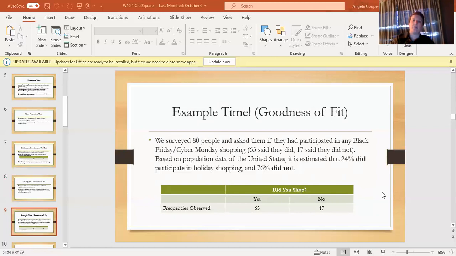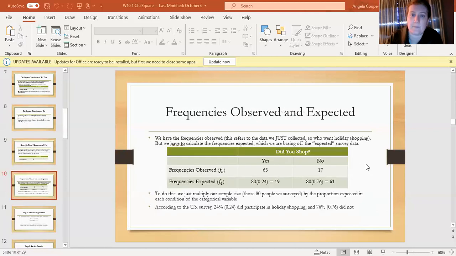Based on the population data of the United States, it's estimated that 24% did participate in holiday shopping and 76% did not. So our goal now is to see how well our observed frequencies, our data that we collected, fit with this idea that 24% did and 76% did not. So here we are.